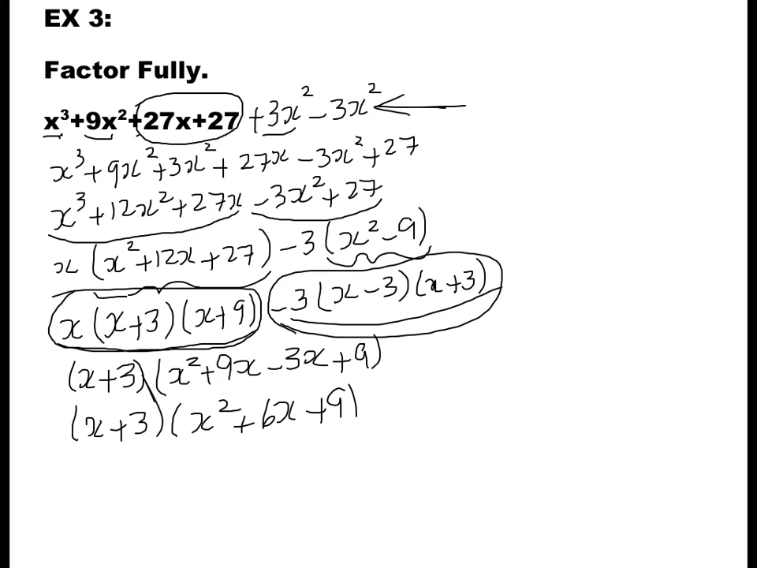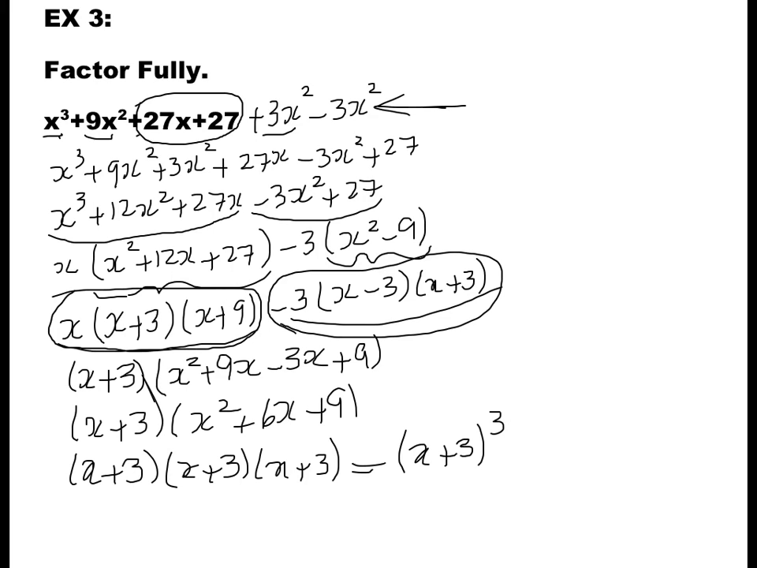Now the leading coefficient of the second factor is 1. It's a quadratic, so I find two numbers whose product is 9 and whose sum is 6. Those are 3 and 3. So I'm going to get x plus 3 times x plus 3. Now you have three factors which are the same multiplied together, so I'm going to get x plus 3 exponent 3.